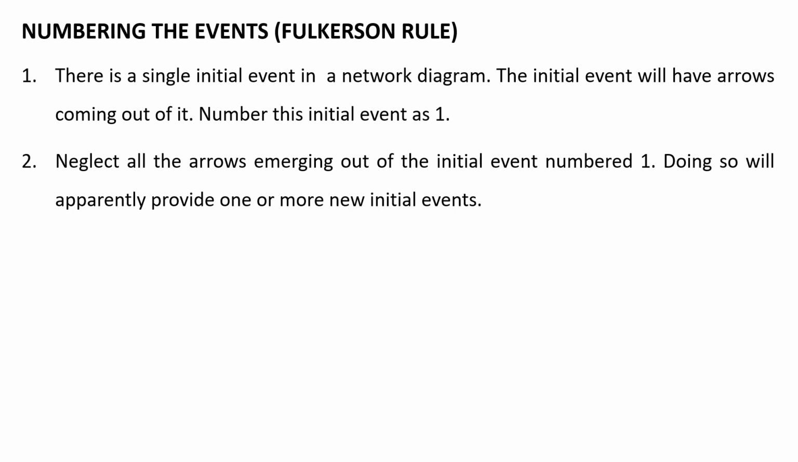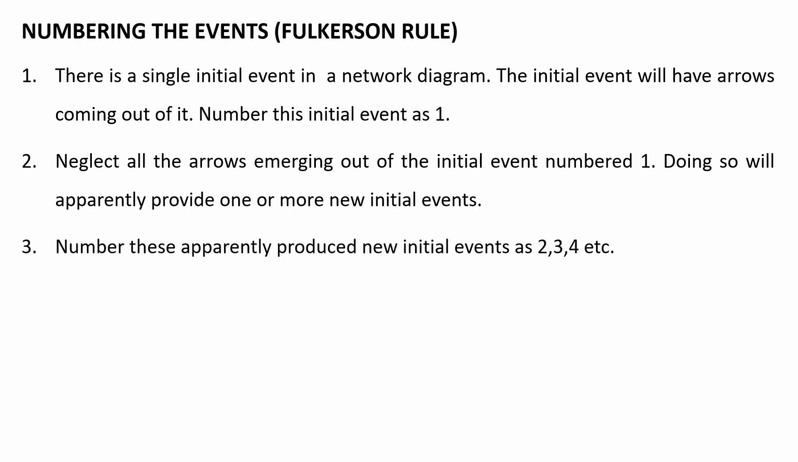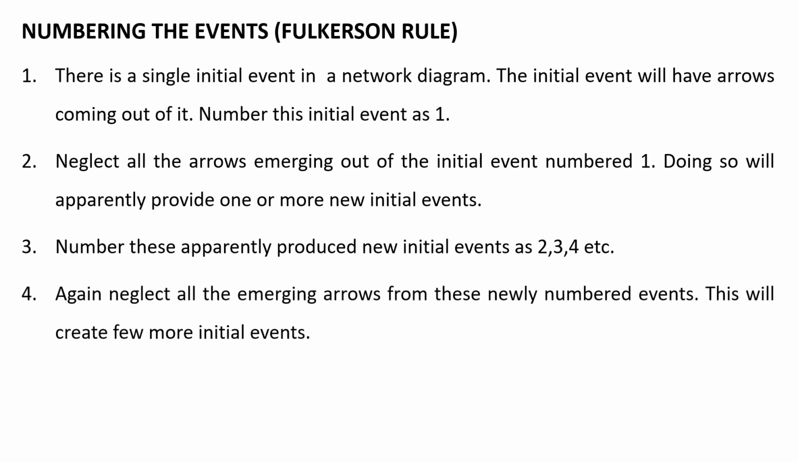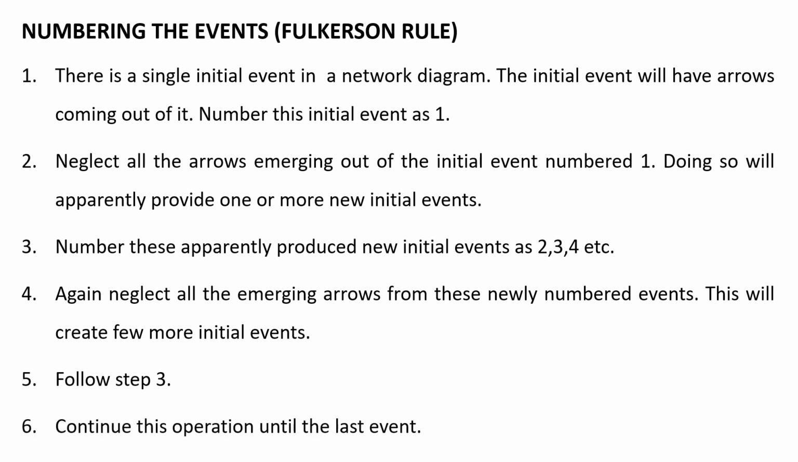Neglect all the arrows emerging out of the initial event which was numbered 1. Doing so will apparently provide one or more new initial events. Number these newly produced initial events as 2, 3, 4, etc. Again, neglect all the emerging arrows from these newly numbered events. This will create a few more initial events. Follow step 3 and continue this operation until the last event is reached.